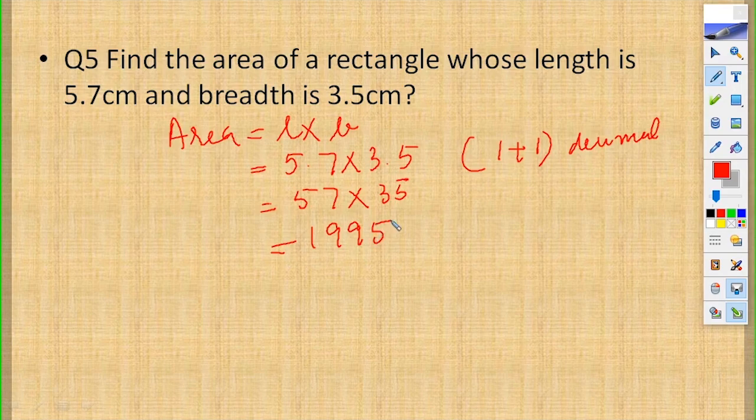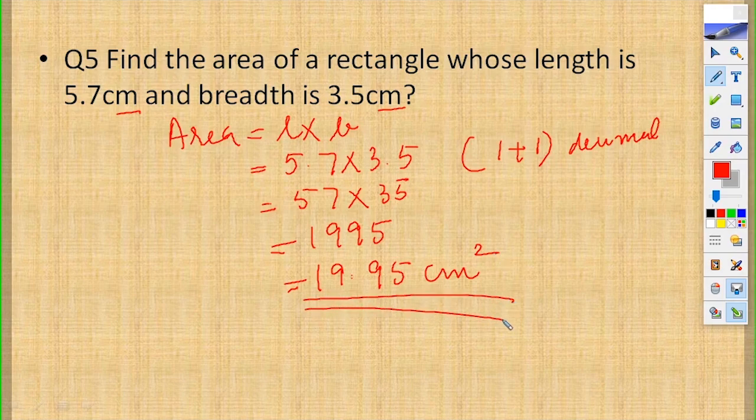I'll get the answer 1995. But that is not the final answer. In the final answer, I should have 2 decimal places. So, I'll get 19.95. You tell me centimeter into centimeter. I'll get centimeter square. That is the final answer.